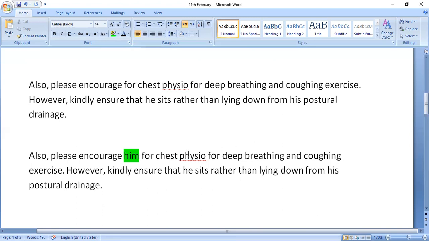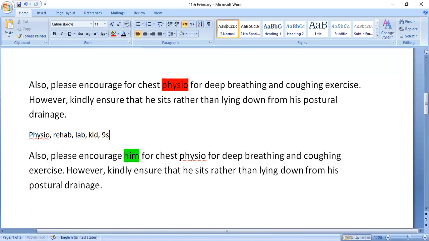Any other mistake? Pronoun, okay, that is okay. Any other mistake? So people, please note down, all of you. In OET letters, we don't use short forms. Physio, rehab, lab, kid. Okay, physio, lab, rehab. Any other similar word?